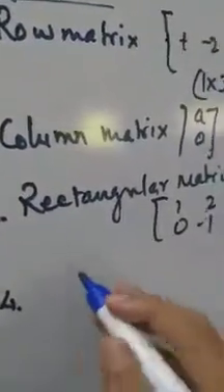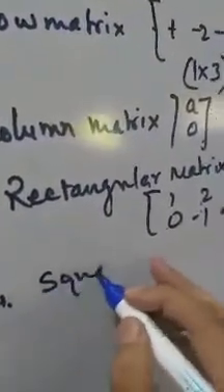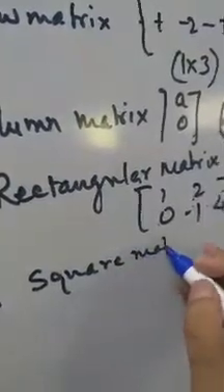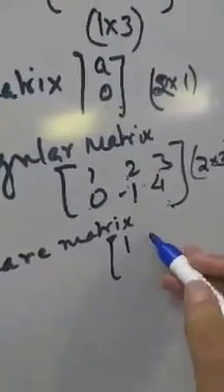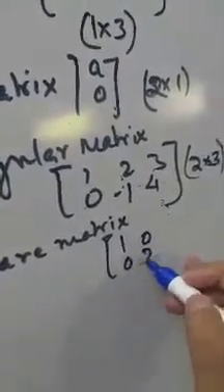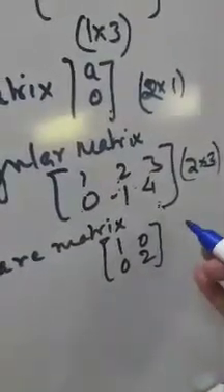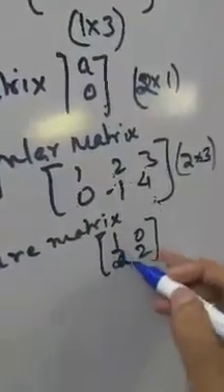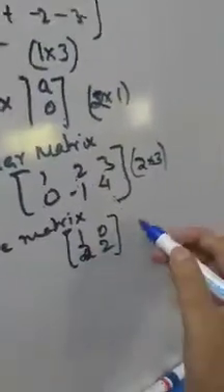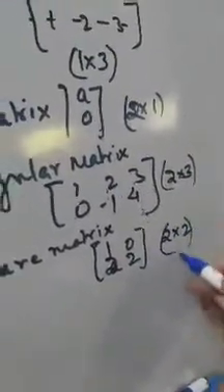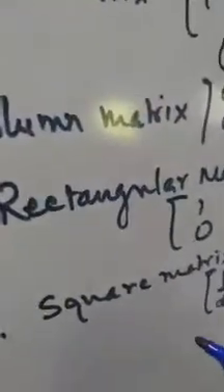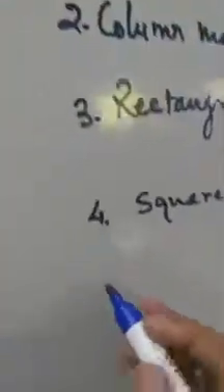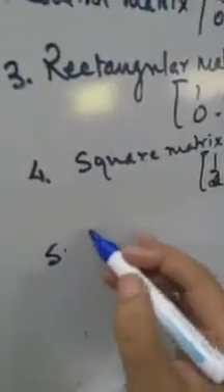Number of rows and number of columns are not equal. Then next is the square matrix. What is a square matrix? You can easily say, if the number of rows and number of columns are equal, then it is a square matrix. It can be a 2 by 2 matrix, a 3 by 3 matrix, or a 4 by 4 matrix. All are square matrices.